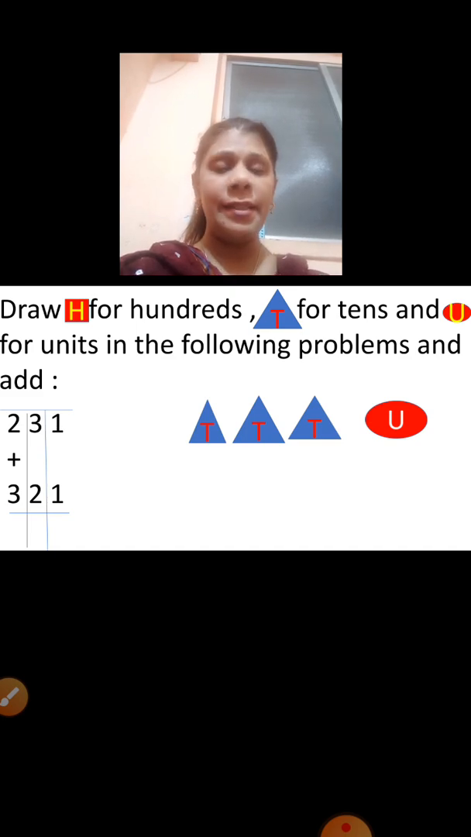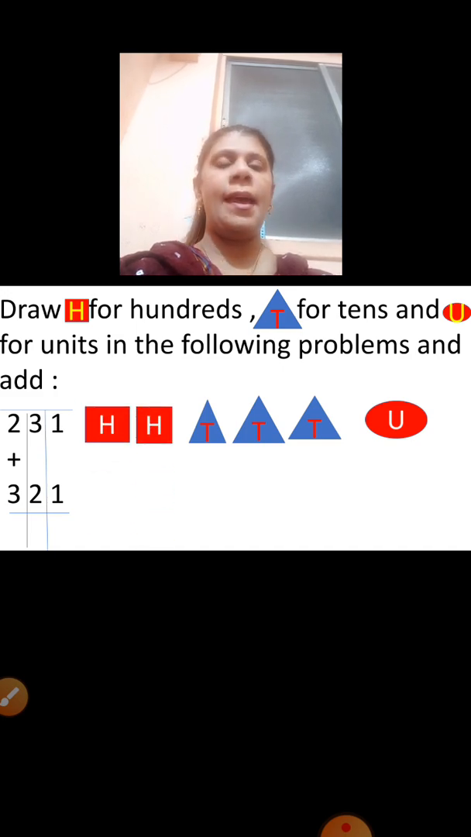Now, how many hundreds? See which number is in hundred place? Number 2. So we are going to draw how many hundreds? 1 and 2. Now read like that, 2H, that means it will be 200. 3 tens, that will be 30 and 1 unit, it will be 1. So it will be 231.